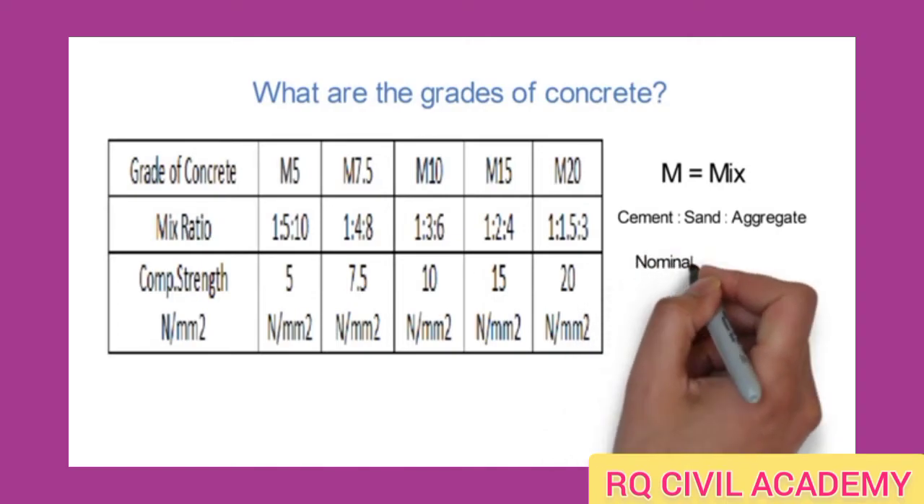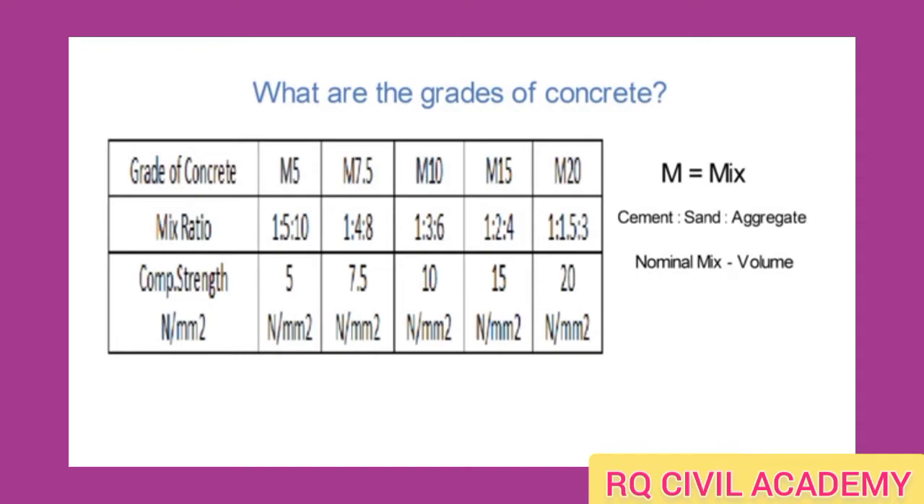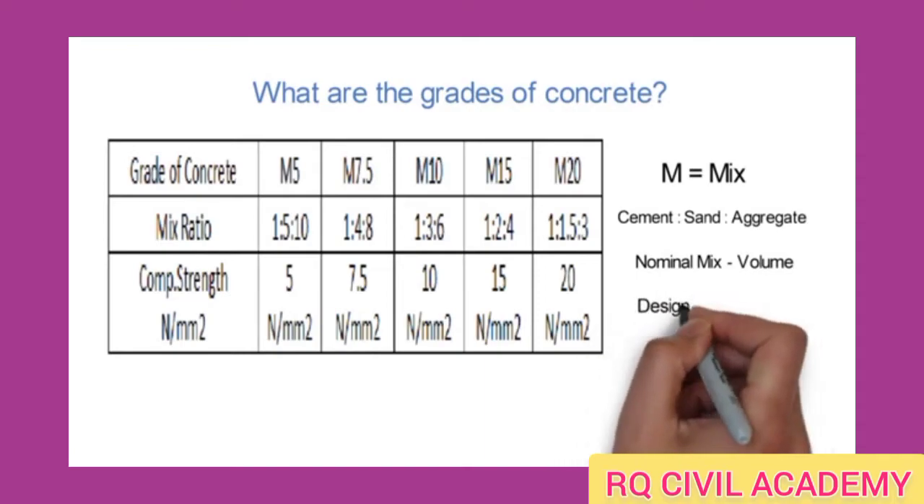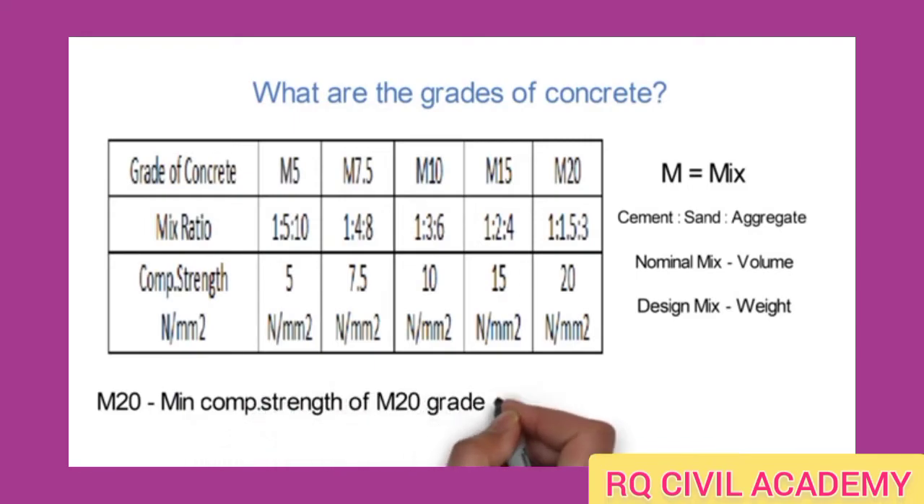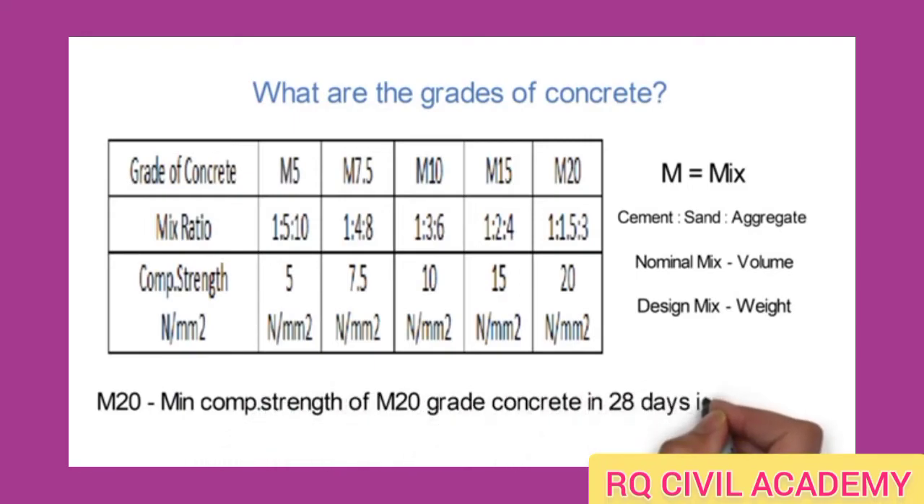In nominal mix, the proportion of cement, sand and aggregate is on the basis of their volumes. But in case of design mix, the proportion of cement, sand and aggregate is on the basis of their weights. The meaning of M20 is that the minimum compressive strength of M20 grade concrete in 28 days is 20 Newton per mm square.